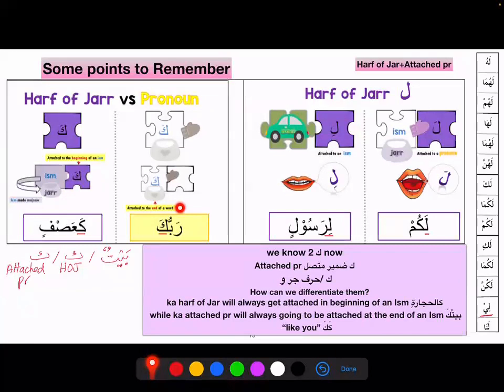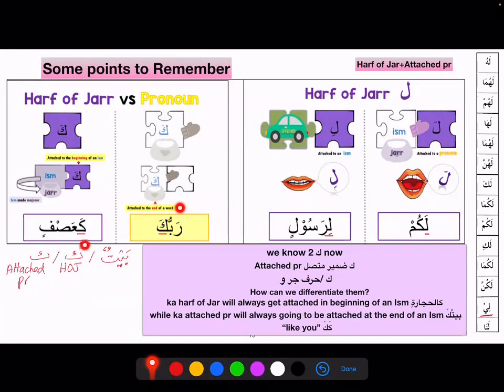Now, how are we going to differentiate, because they both get attached, right? This kaf is going to get attached, and the other kaf is also going to get attached. So how are we going to differentiate them? A good example, look over here, pay attention. When we say baytun, right, and I want to attach the attached pronoun to make it a fragment, I want to say your house, right?